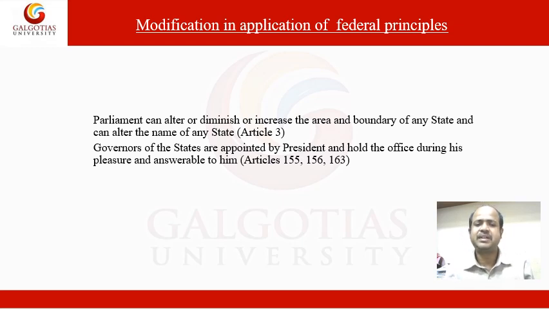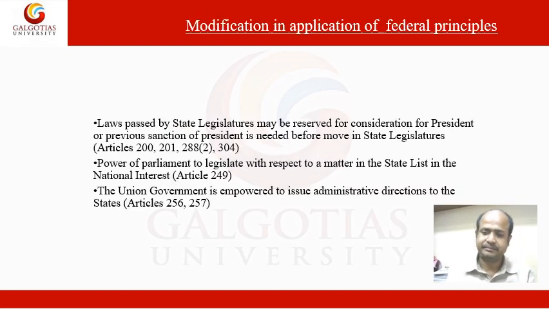Another important feature: governors of states are appointed by the president and hold office during his pleasure and are answerable to him. This is Article 155, 156, 163, where every state has one governor. Actually, this governor is appointed by the president. The governor of the state is appointed by the president, and he may also be removed by the president. He holds the office at the pleasure of the president, meaning he is the representative of the president. The president is the union feature, but he is representing the union at the state level. So this is a modification of the federal principles.